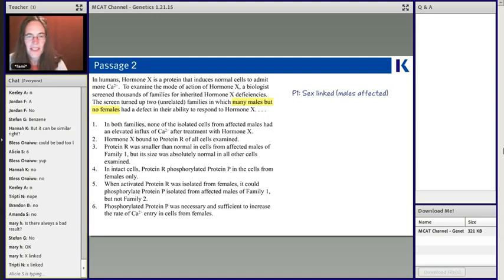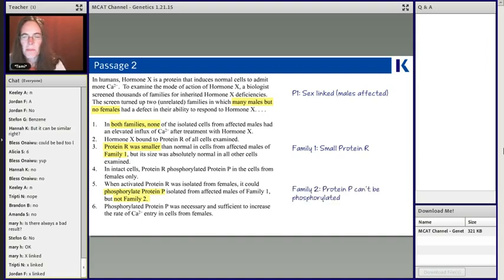Then I have this nice list of things. In both families, we know that there are problems. In family 1, protein R was smaller. So I'm going to write that down. Family 1, smaller protein R. Family 2, when we look at family 2 here, we couldn't phosphorylate protein P.